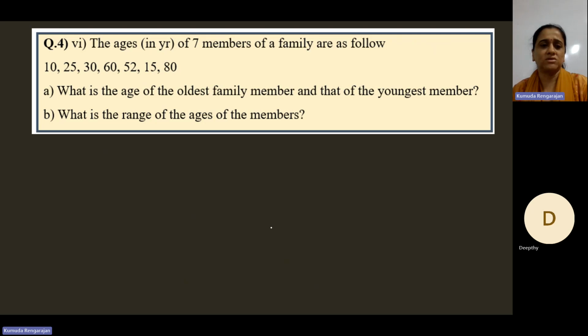So here also it is age. Age of the oldest family member and youngest family member, and what is the range of the ages of the members. So range is equal to maximum age minus minimum age.